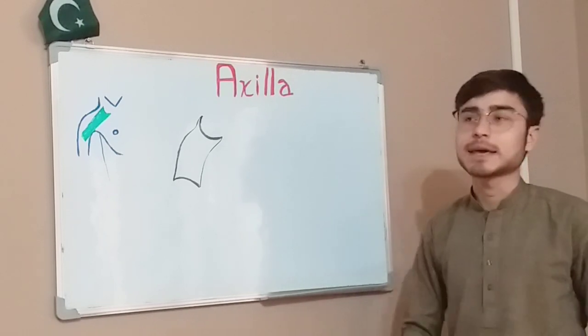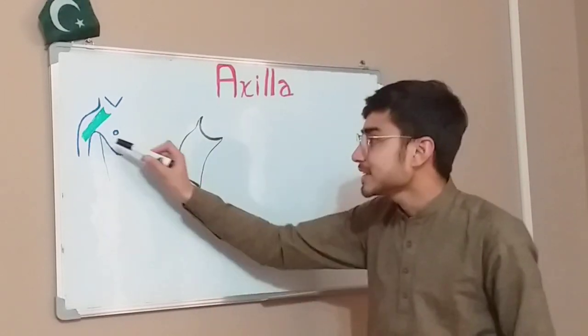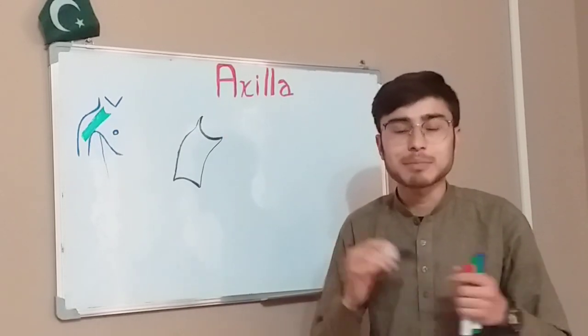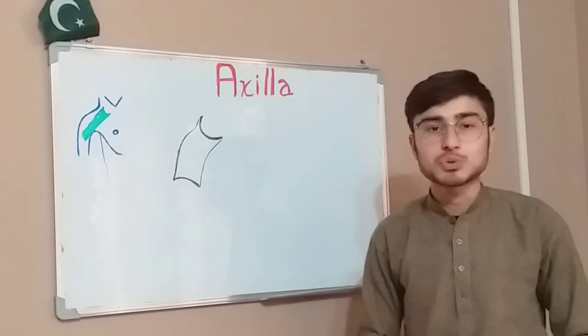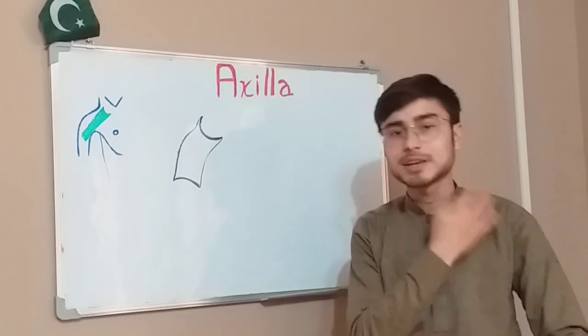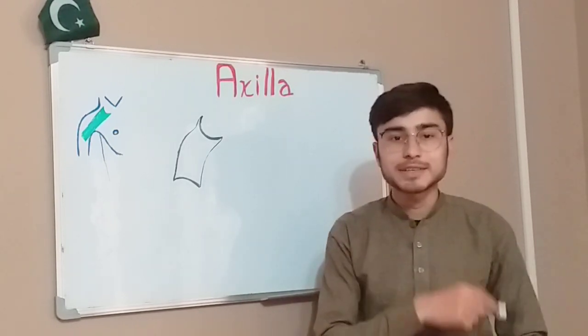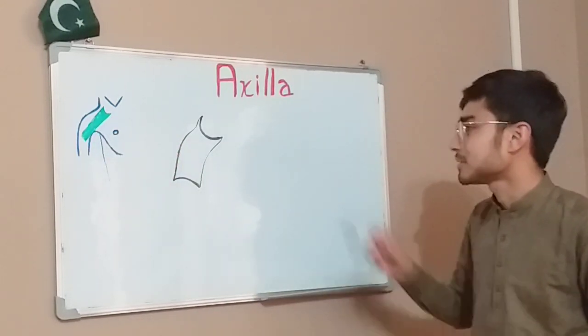Now let me define the axilla anatomically. The axilla is the area that is connecting the upper limb and the lateral thoracic walls. Or you might say that the axilla is an area of transition between the upper limb and the cervical region, right? And different neurovascular structures are entering or leaving the upper limb through this axilla, right?